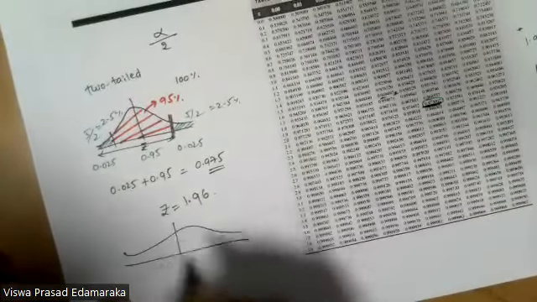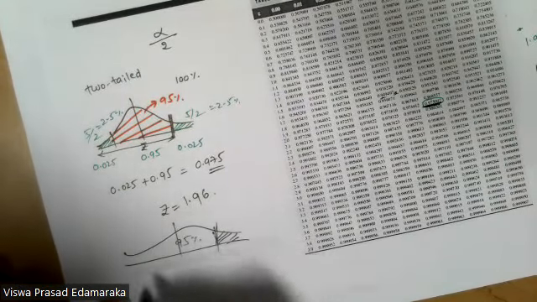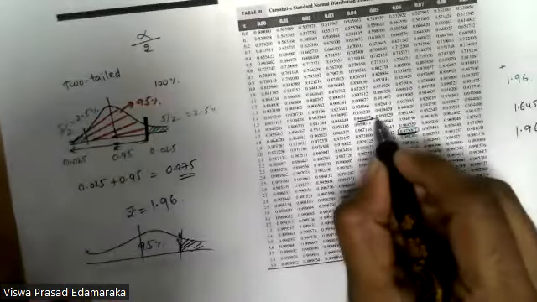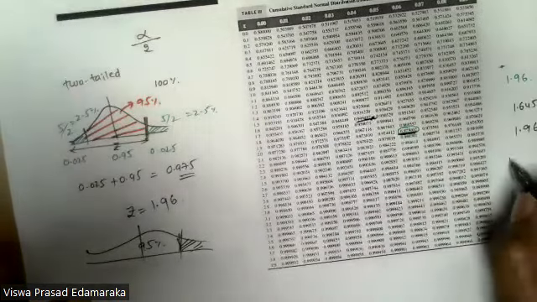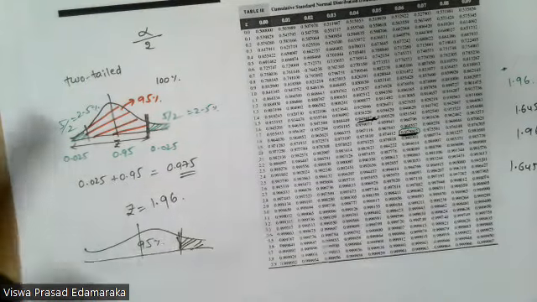Whereas if it is a one tail test and 95% is the confidence interval, we'll look up 0.95 here, which gives 1.645. That's it.